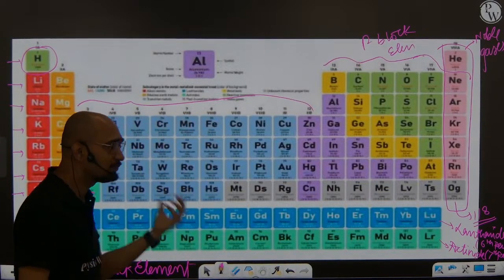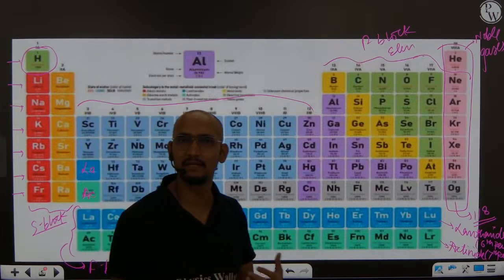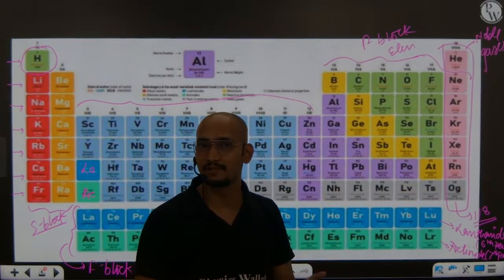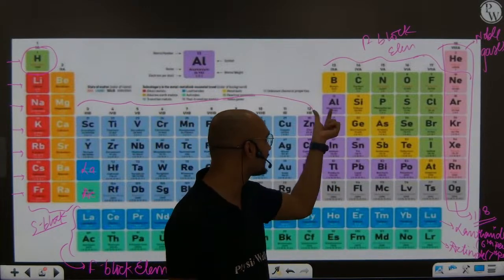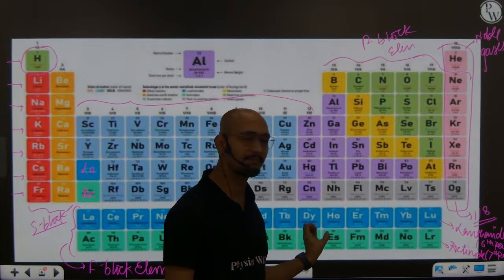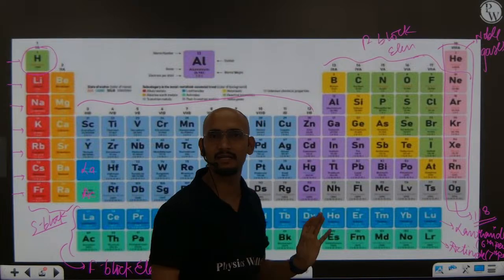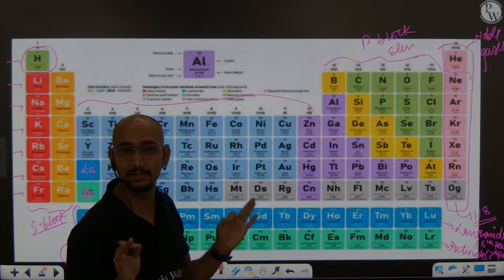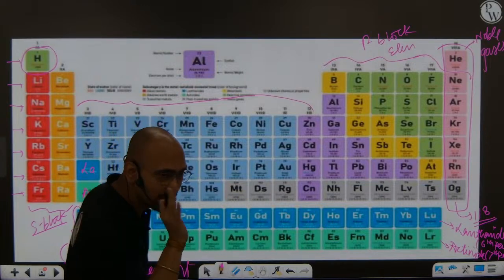But what are D block elements called? D block elements are generally called transition elements, except the zinc family, or you can say zinc, cadmium and Hg. If you leave them out, the rest all will be transition elements, while all the F block elements are called inner transition elements. These are very important key points to keep in mind.